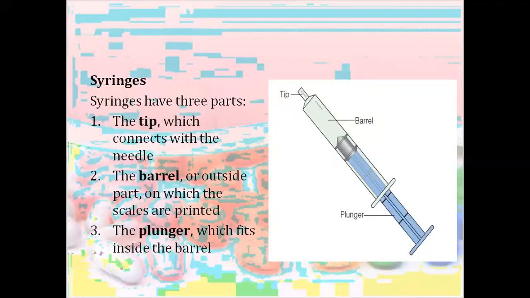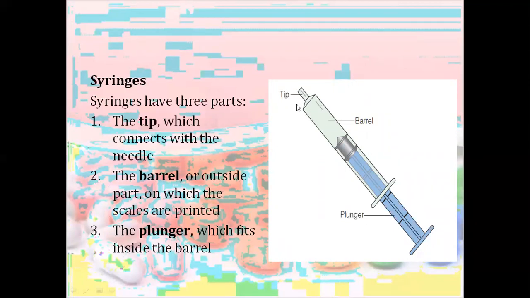Then this is a syringe. What are the parts of a syringe? In this picture you will see this is the tip. What is the function of the tip? It is the part which connects with the needle.